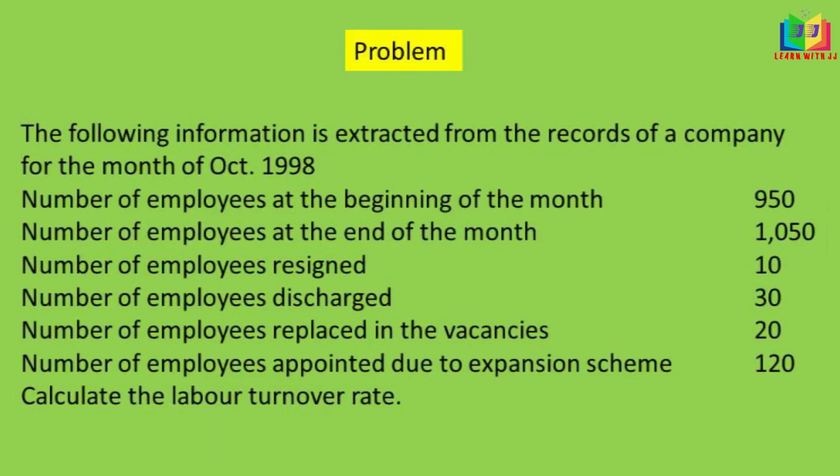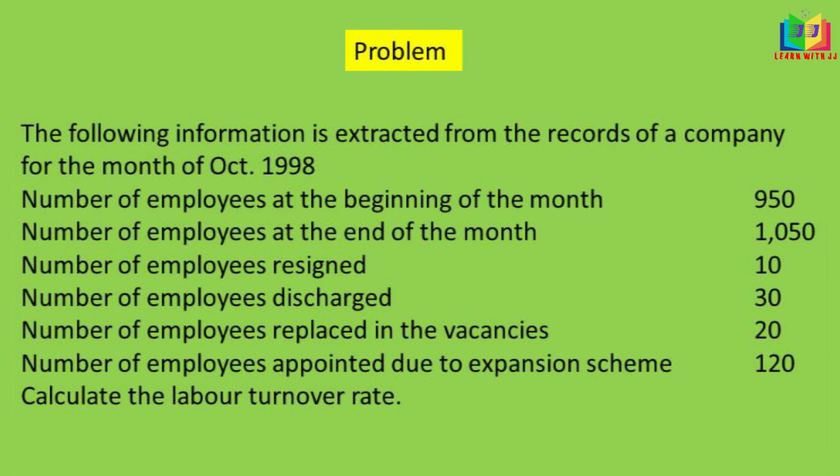And we'll see one more problem. Yes, here we have the problem. The following information is extracted from the records of a company for the month of October 1998. Number of employees at the beginning of the month 950. Number of employees at the end of the month 1050. Number of employees resigned is 10. Number of employees discharged is 30. Number of employees replaced in the vacancy is 20. Number of employees appointed due to expansion scheme is 120. Calculate the labor turnover rate.